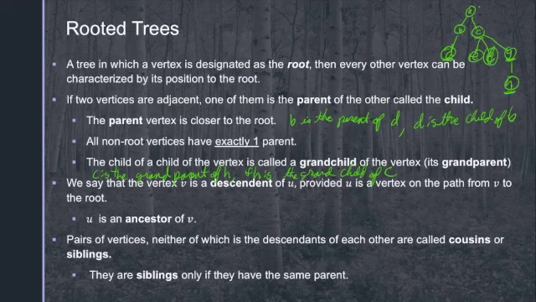We could also say that a vertex U is a descendant of another vertex V, provided U is a vertex on the path from V to the root. So we can say D is a descendant of B because B is on the path from D to the root. So B is an ancestor of D, and D is a descendant of B, right? This is all terminology very similar to a family tree.